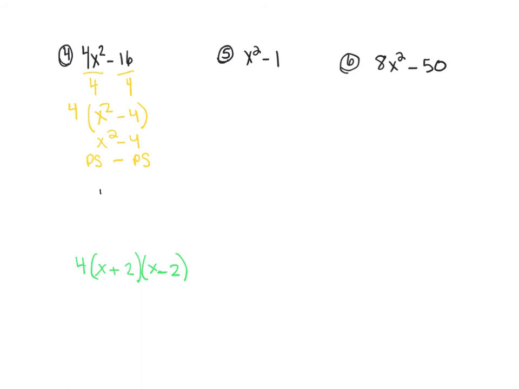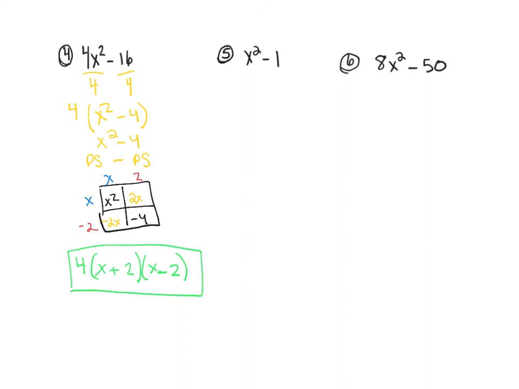If I wanted to use the box to help with my thinking, that's perfectly fine. The x squared and the negative 4. The x squared is x times x. The 4 is a positive 2 and a negative 2. And what would happen is that our middle terms would be a positive 2x and a negative 2x, and they would cancel out.